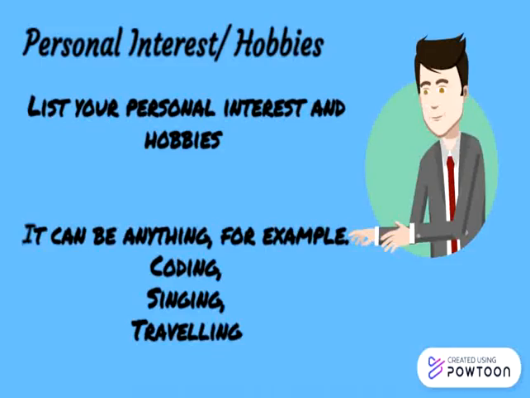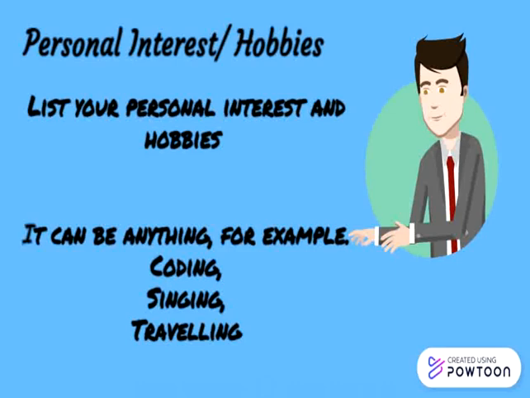And next is personal interest or hobbies. List your personal interest and hobbies. It can be anything. For example, if you're good at programming, you can write you are a coder or you are good at coding. And also, if you have any other extracurricular hobbies like singing, you can mention that, as well as if you're good at traveling. You can just mention whatever hobbies you possess.